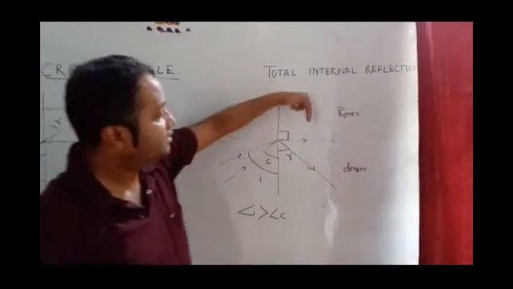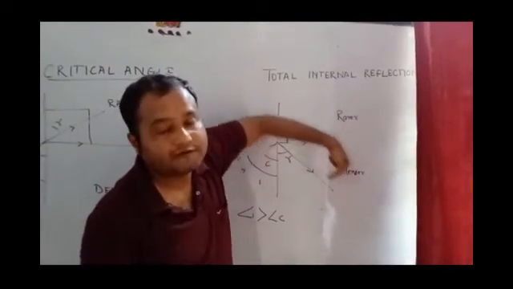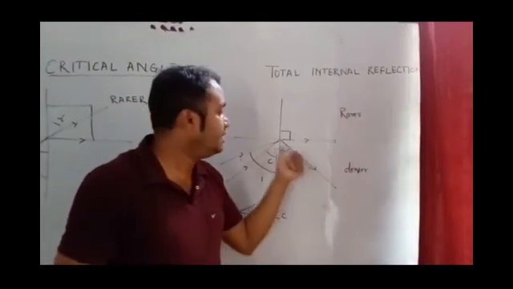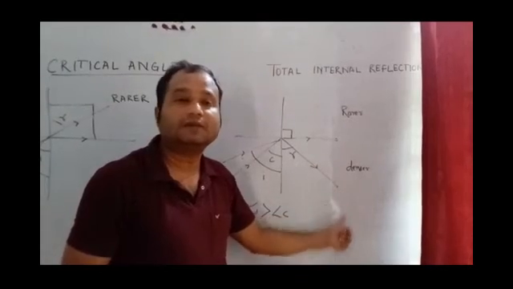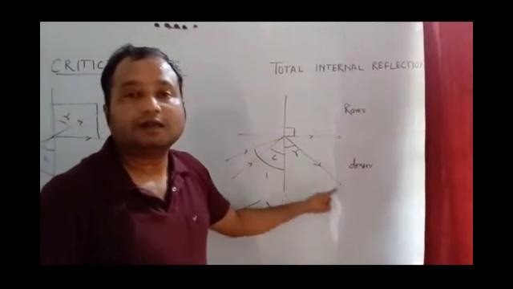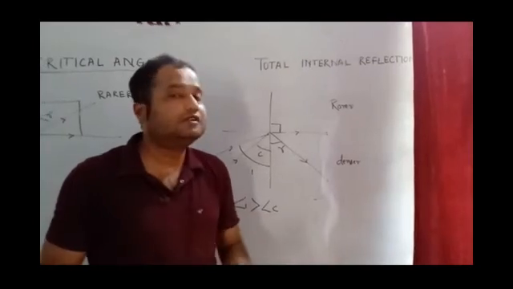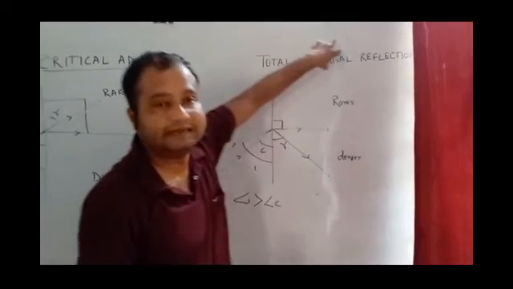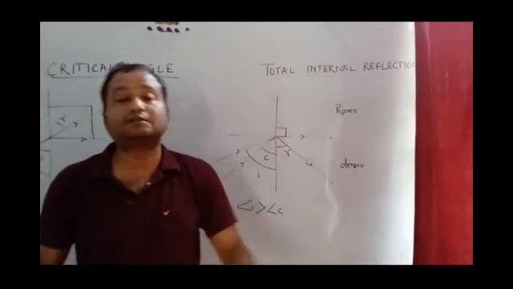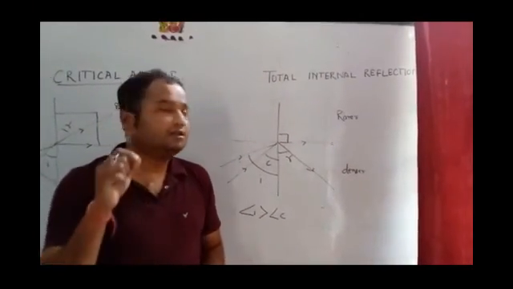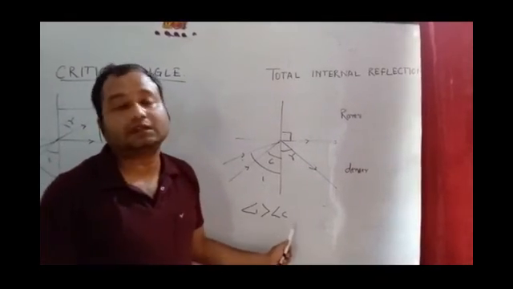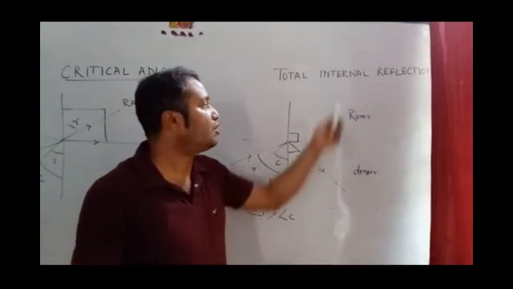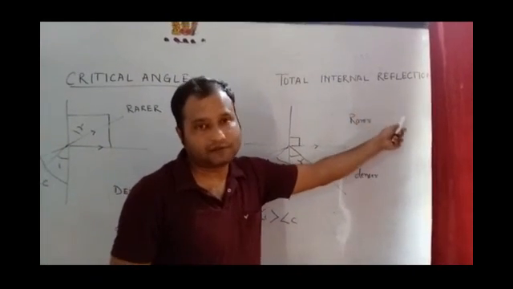then the ray goes back to the same medium from where it emerged. That means the ray is not going to the rarer medium anymore, it moves back to the denser medium. And this phenomenon is known as reflection, not refraction. So this phenomenon is known as total internal reflection because the ray started from the denser medium and the angle of incidence becomes greater than the critical angle, so the ray traverses back into the denser medium. This phenomenon is called total internal reflection.